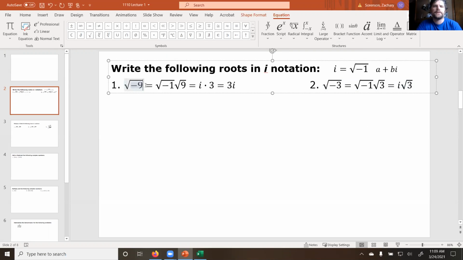Now, someone asked in the chat, why don't I just leave this as -1? I'm not sure if this is going to answer your question, so if it doesn't, let me know. Well, or sorry, square root of -9. I want to simplify it.